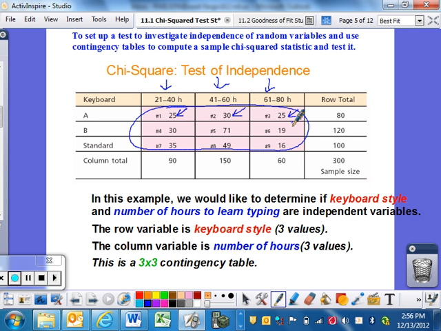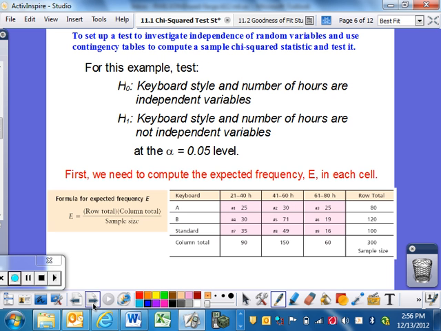If they use keyboard A, the number of hours to learn how to type, 25 is the observed. 25 people needed that long. 30 people needed 41 to 60. 25 people needed 61 to 80 with that particular keyboard. And then we're going to compare and see the difference. So how would you set this test up? You're going to state in your null hypothesis that the keyboard and the number of hours are independent. Every time you set up the null to be independent, there's no relationship at all, and we want to try to prove that there is a relationship there. The alternate is going to be whatever we're talking about, keyboard style and number of hours, to be not independent.